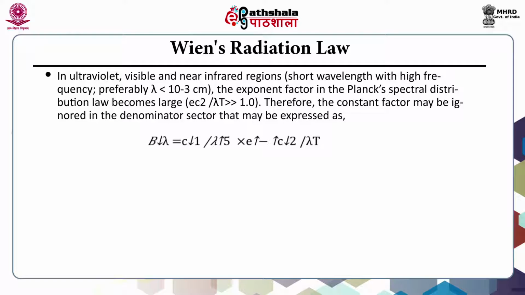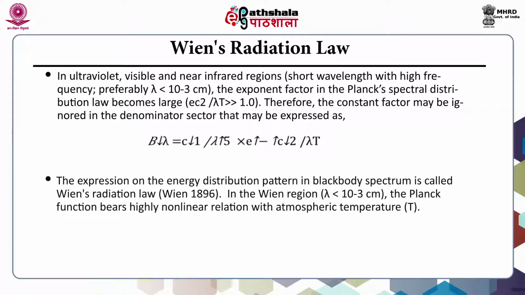Short wavelength with high frequency, preferably lambda less than 10 to the power minus 3 centimeter. The exponent factor in Planck's spectral distribution law becomes large. Therefore, the constant factor may be ignored in the denominator and is expressed as B lambda is equal to C1 by lambda 5 multiplied by e to the power minus C2 by lambda T. The expression on the energy distribution pattern in the blackbody spectrum is called Wien's radiation law.